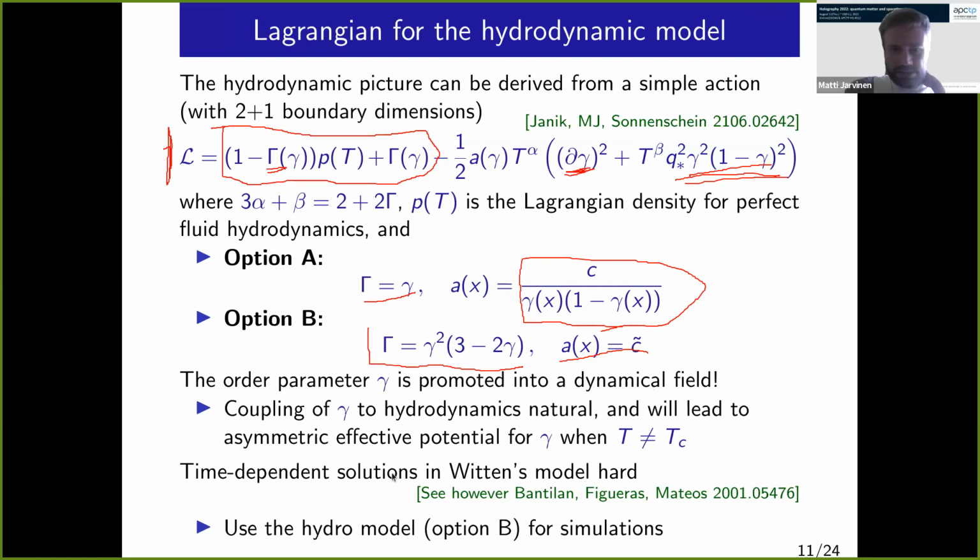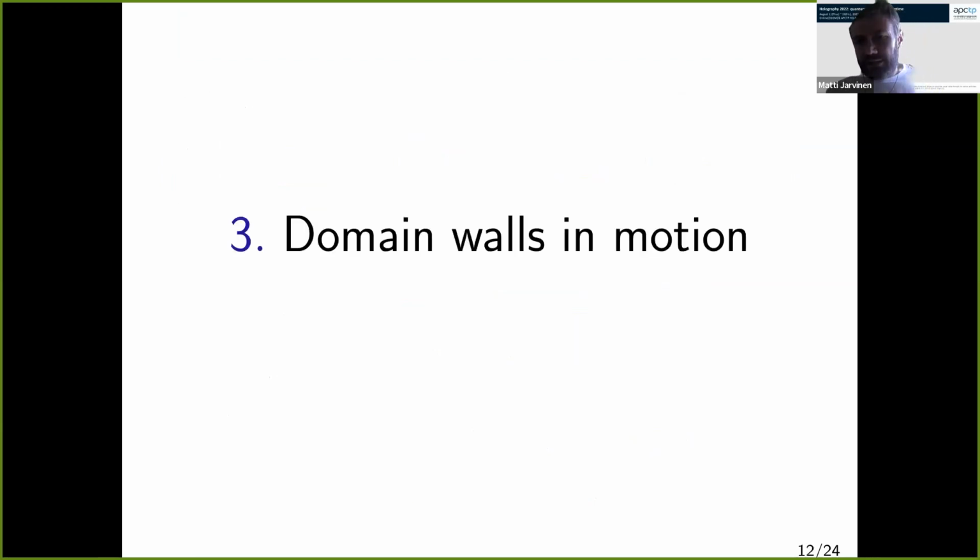And well, why do we do this construction? Well, doing time-dependent solutions in Witten's model is extremely hard due to this topology change. Well, there are some results in the literature, but it's very complicated. However, since we have this hydrodynamic model, it's actually relatively easy to do time-dependent solutions, and this is actually what we will do. So we will use this hydrodynamic model, actually of this option B, to do time-dependent simulations for the moving domain walls. And this actually takes me to the third section of my talk.